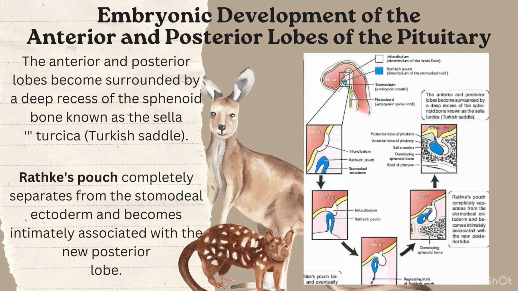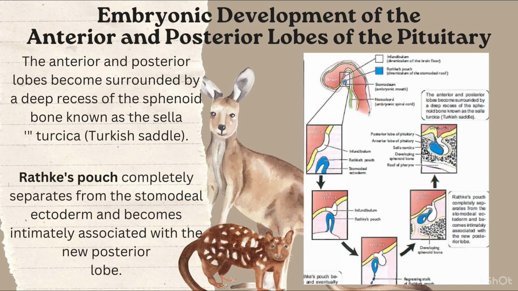Embryonic development of the anterior and posterior lobes of the pituitary. The posterior lobe of the pituitary is formed from a diverticulum, which is a sac diverting from the main cavity, from the floor of the brain. The third ventricle is a cavity within the brain. Once this outpocketing begins to form, it is referred to as the infundibulum. The anterior lobe of the pituitary forms as an evagination from the oral cavity, referred to as Rathke's pouch.